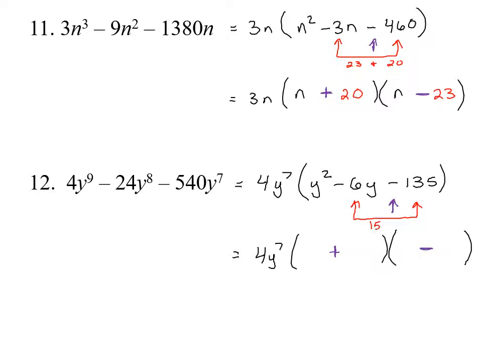So we're going to use 15 and 9. 15 times 9 is 135. 15 minus 9 will give me the 6. The 6 is negative, so the bigger number gets the negative. The smaller number gets the positive. And the y squared becomes y times y. And that's my answer. So hopefully factoring is coming back to you if you haven't seen it in a while, or if you think, hey, this isn't so bad.